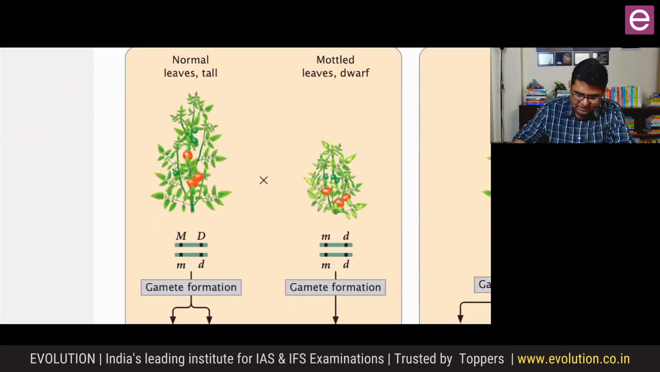So this is heterozygous. So normal leaves and tall plant. There are two genes, M and D. Heterozygous, okay? And this is homozygous recessive. Both the genes are recessive. Here the mottle leaf, mottle means थोड़ा सा wrinkled, और plant भी dwarf है.